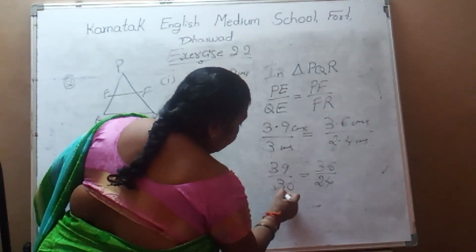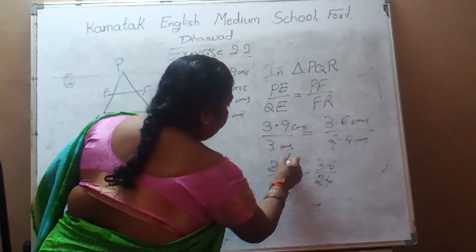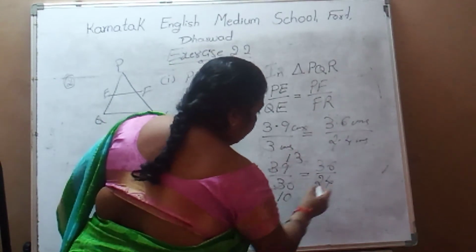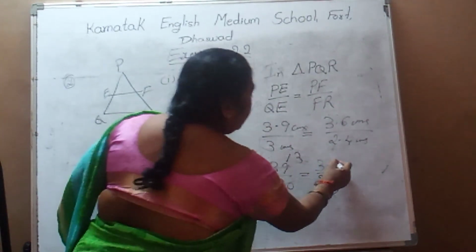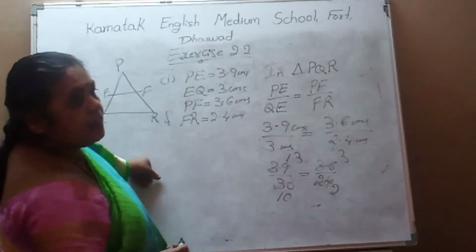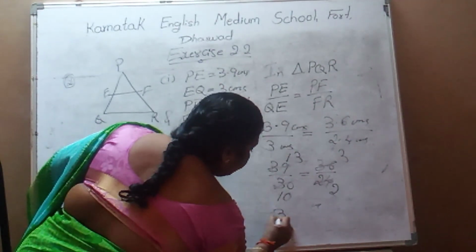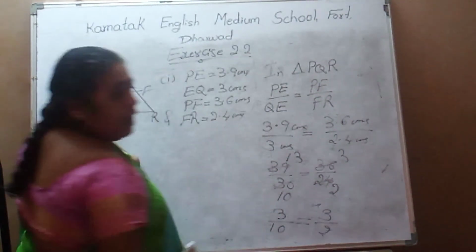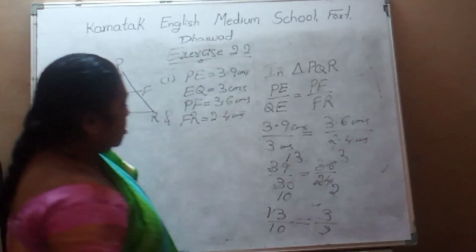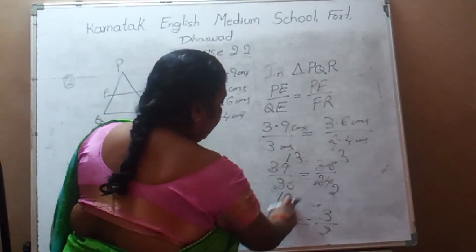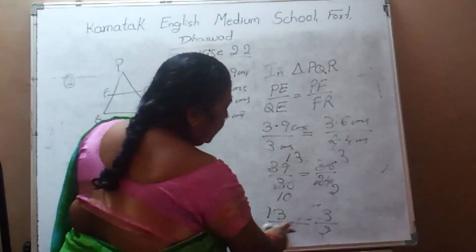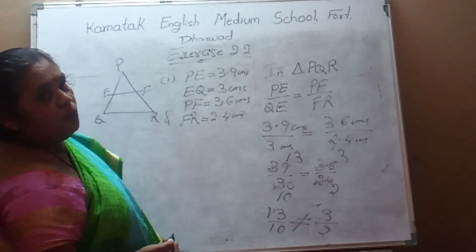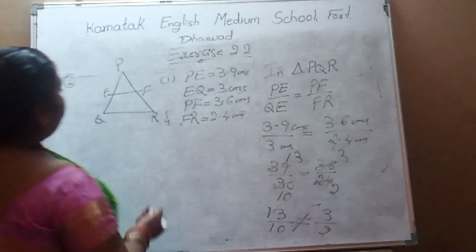So you cancel it. 3 tens are 30, 3 thirteens are 39. 12 twos are 24, 12 threes are 36. What do you get here? 13 upon 10 is equal to 3 upon 2. So you cancel now: 13 upon 10, 3 upon 2. Are both equal here? These proportions are not equal.